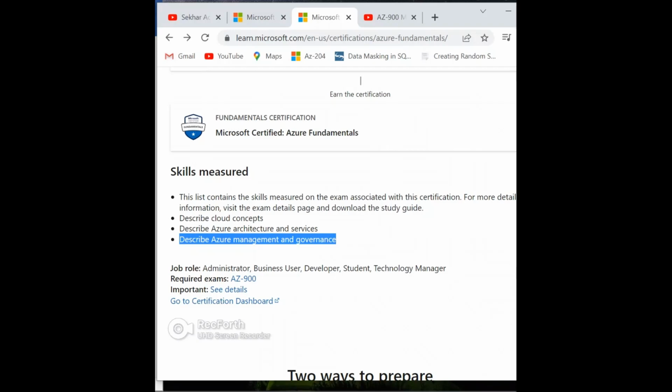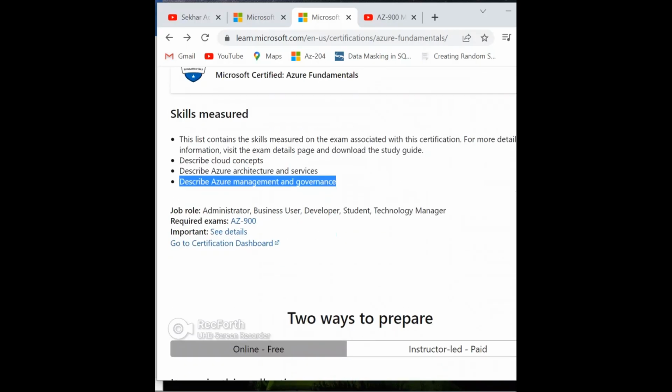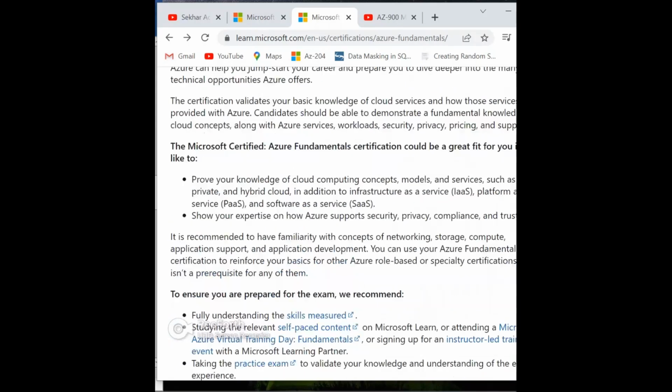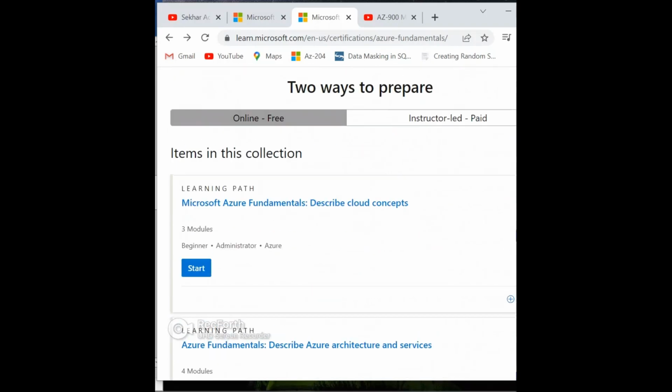So for a career in the cloud, you have this fundamental knowledge about the cloud. The content of this program is tightly aligned to the AZ-900 exam objective domains. So you will see describe cloud concepts.